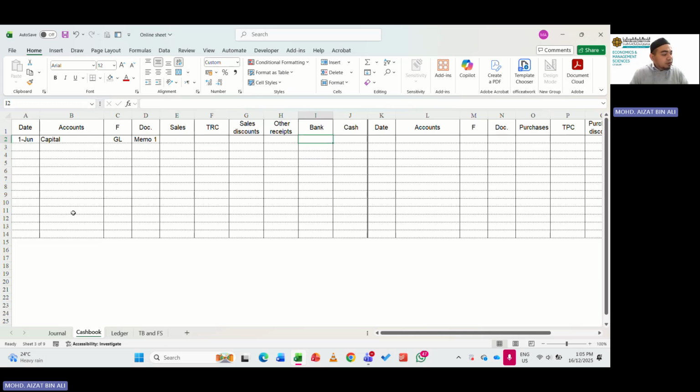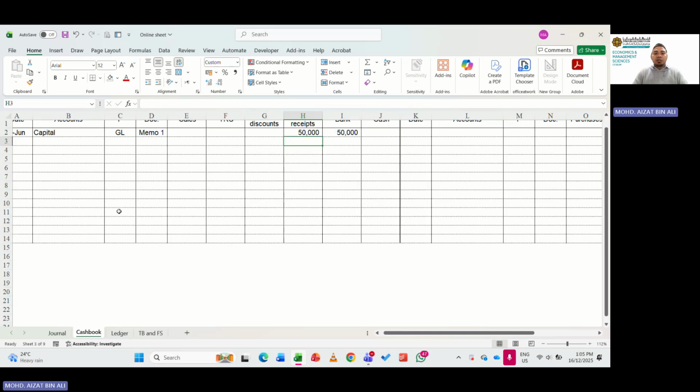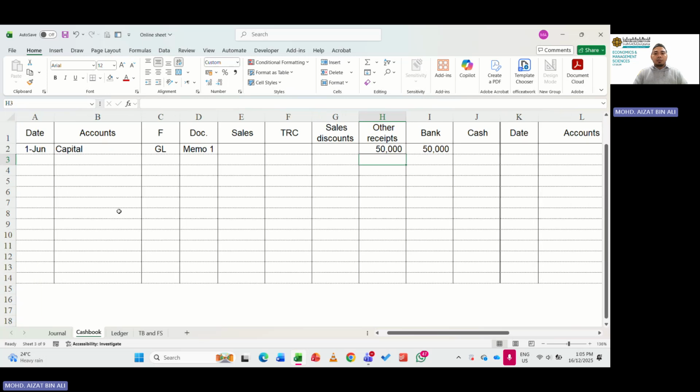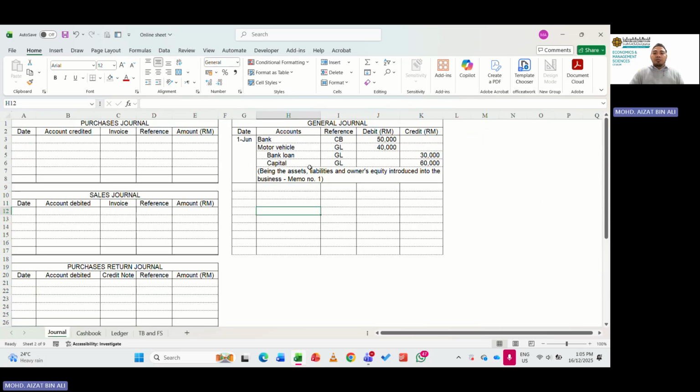Okay. In the bank account, 50,000 ringgit. And this also appears in the other receipt, 50,000 ringgit. Okay. So this is the complete recording for the cash book. Let me make this bigger for you. All right. Next, we have to record all of this.